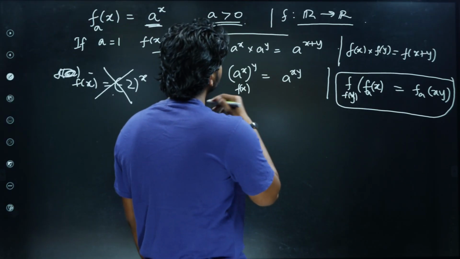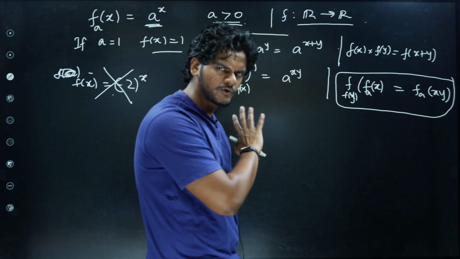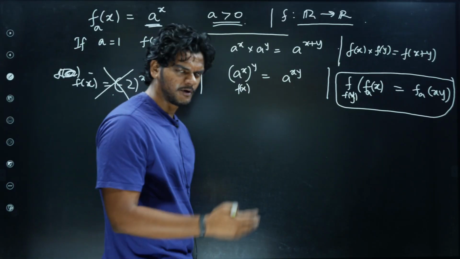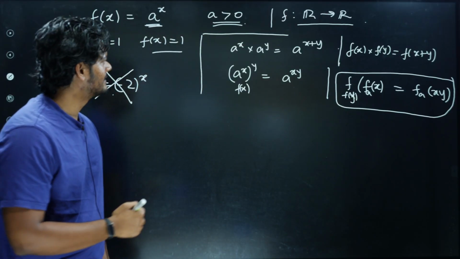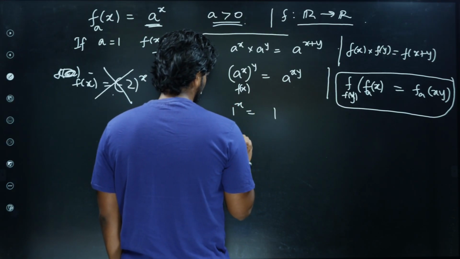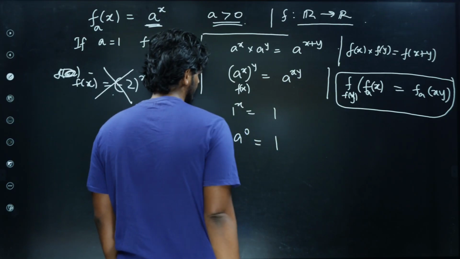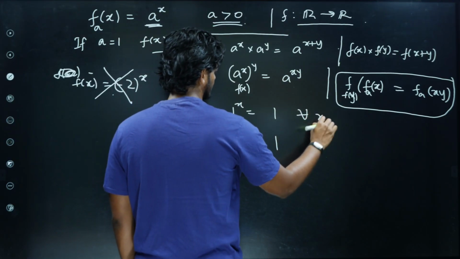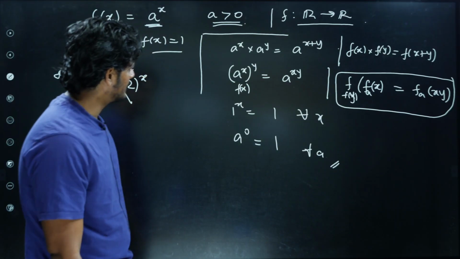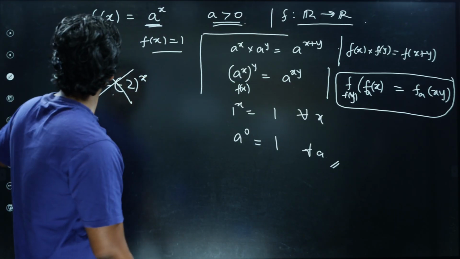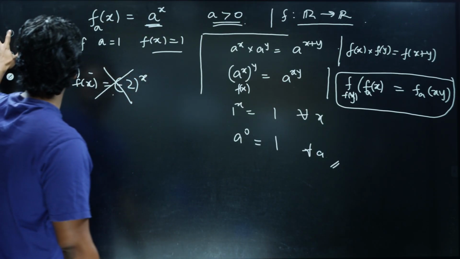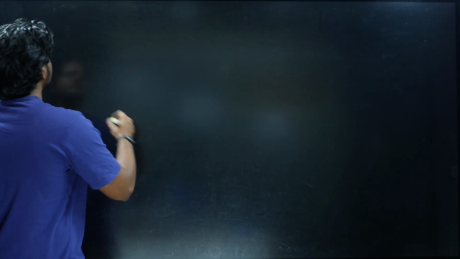That's pretty much it. That's what we will need for the most part. We know this is basically the law of indices. And of course, 1 power x is 1, a power 0 is 1. So this is for all x, and this is for all a, right? So these kinds of things are there. And the graph of this is the most important. That's where the crux of it lies.